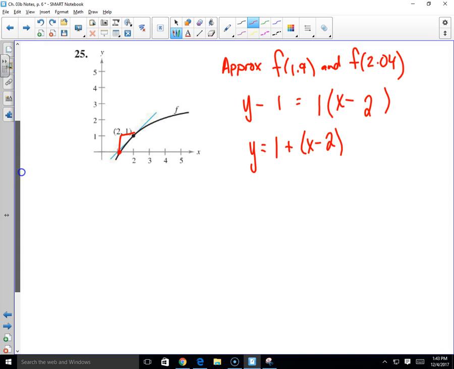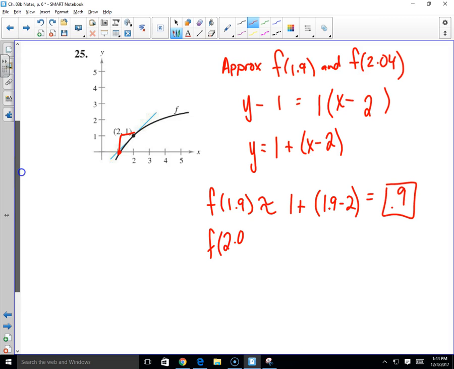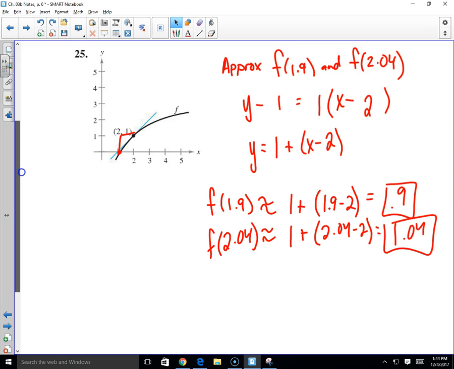So therefore, I can say f of 1.9 is approximately 1 plus, plug it in, 1.9 minus 2. That's negative 0.1. And 1 plus negative 0.1 is 0.9. If I'm trying to do f of 2.04, I plug in 2.04 minus 2, which will be 0.04. Oh, I'm just plugging in here. So when they plug in your 1.9, that would be a negative, which is why it goes down. Because isn't it going to be a little bit lower on this side? And on that side it goes up. Yeah. But the nice thing is the math of just putting in the tangent line will naturally do it for me. Does that make sense?